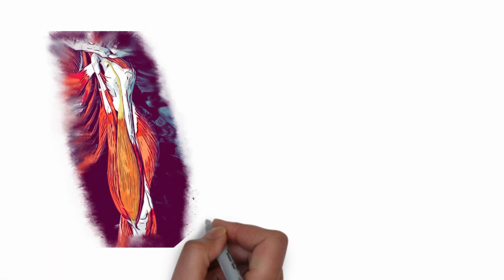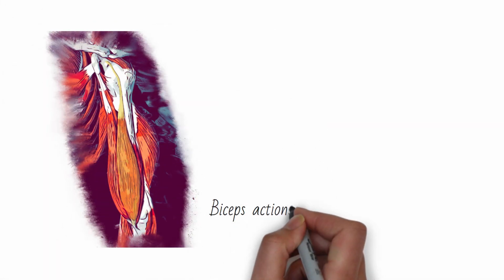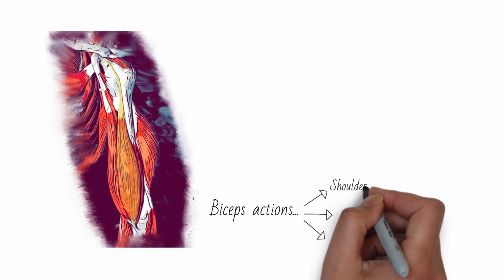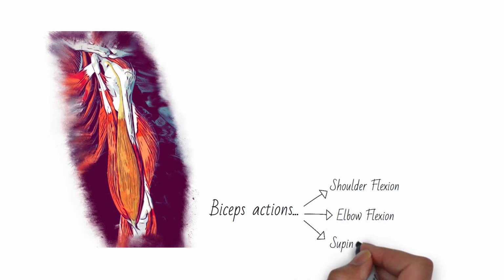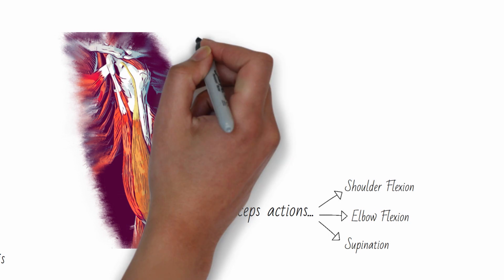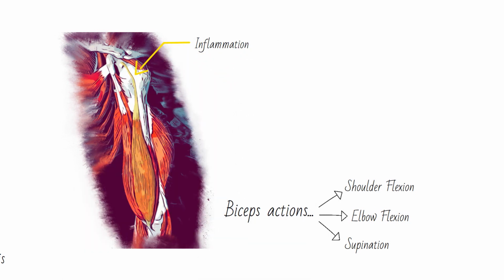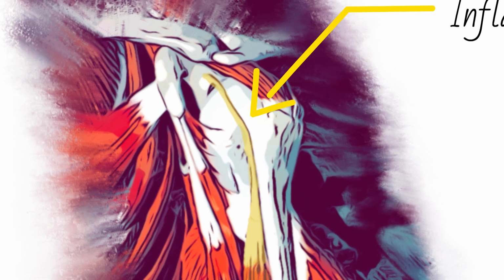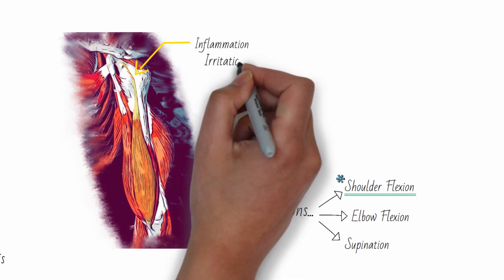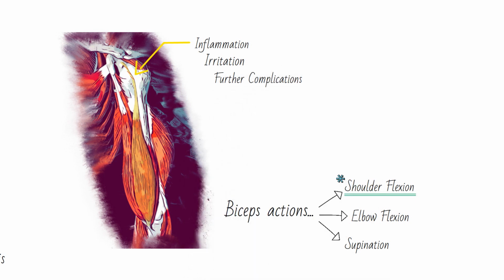Let's take a look at the anatomy first and foremost. So when thinking of the actions of the biceps, you have shoulder flexion, elbow flexion, and supination. When taking a look at bicipital tendinitis, it's the inflammation caused typically at the long head of the biceps from overuse. The action we're going to be looking at the most is that overhead or shoulder flexion movement. This repetitive movement will cause small little tears in the tendon, causing inflammation, irritation, and could even potentially lead to further complications.